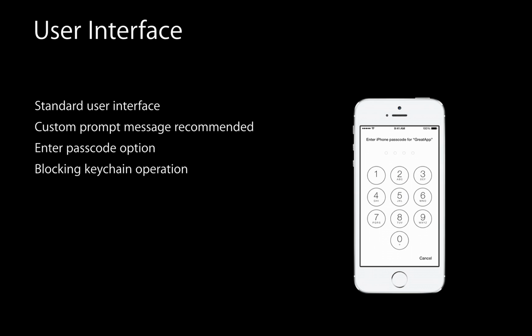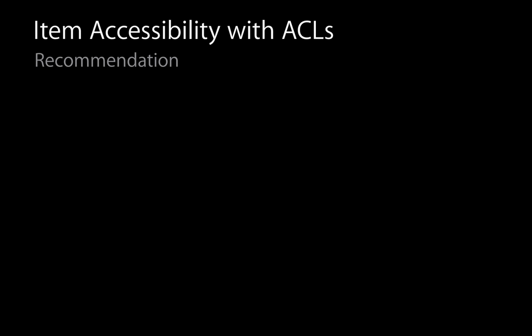Because this authentication has to happen during the keychain item processing, it means that the calls to keychain which will return the ACL protected items will be blocking. So you have to deal with that, and we will talk about that a little bit later. So this is all about the authentication and Touch ID and the user interface. So let's return back to the accessibility.